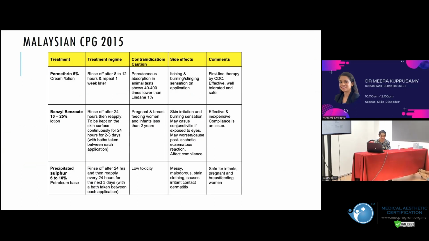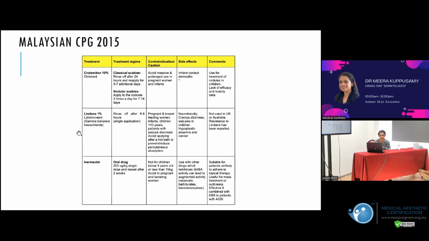So Malaysia actually has a CPG for scabies. It's 2015. So permethrin, benzyl benzoate or EBB, and sulfur. Generally, we use just permethrin. Okay, and sulfur, I don't know whether it works or not, but it's for, say, infants and pregnant ladies.